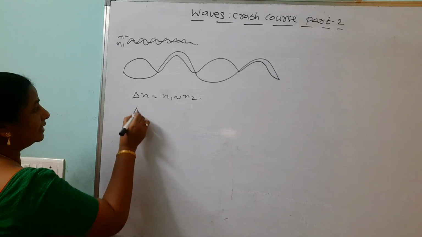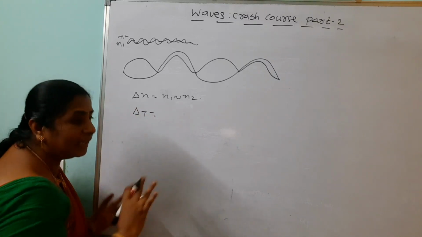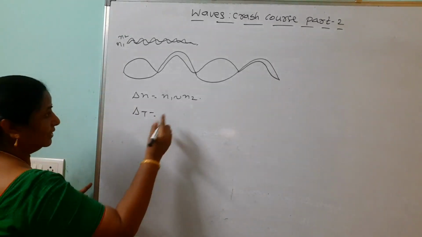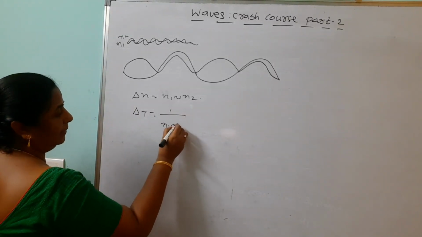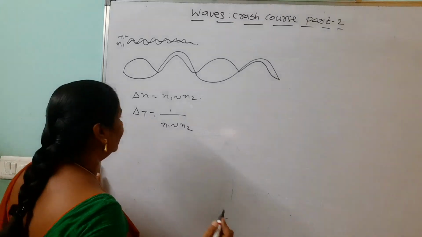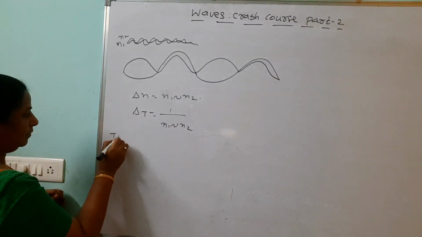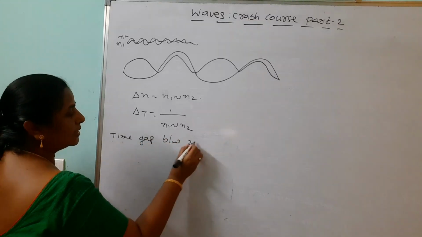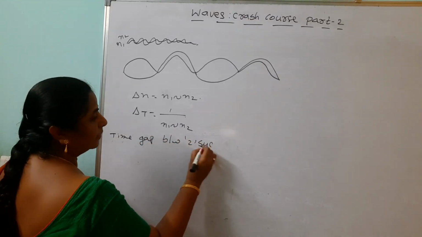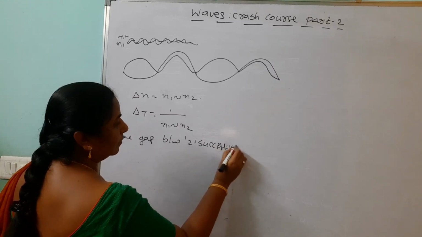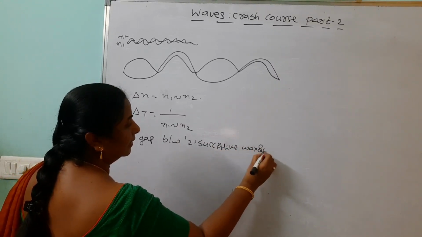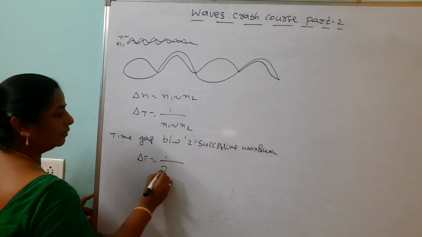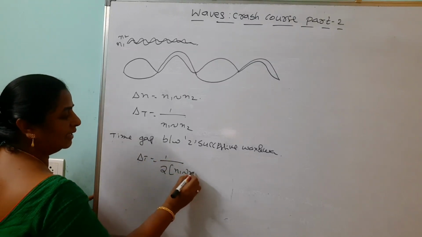Whenever you know the frequency, how do you find the time period between two successive waxing or waning? delta T equals 1 by (N1 difference N2). And one more thing, the time gap between two successive waxing and waning is half of this one: 1 by 2 into (N1 difference N2).